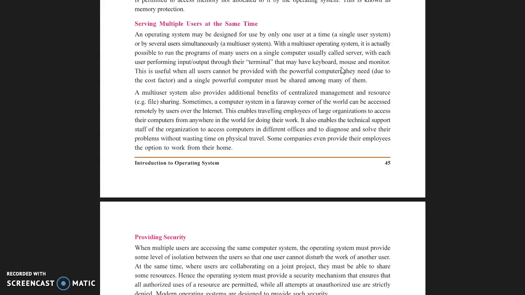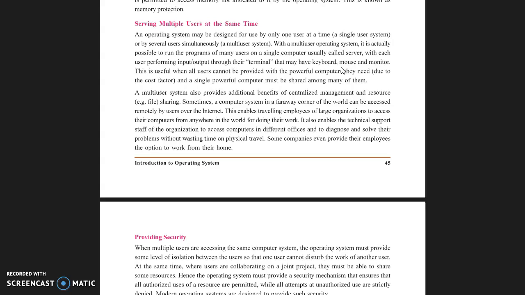What is meant by resource sharing? Suppose for 15 people, we cannot provide 15 printers or 15 scanners. We can install a single printer and a single scanner with that server, and everybody will be able to print with that printer. That is called a multi-user system. We are able to share our resources.